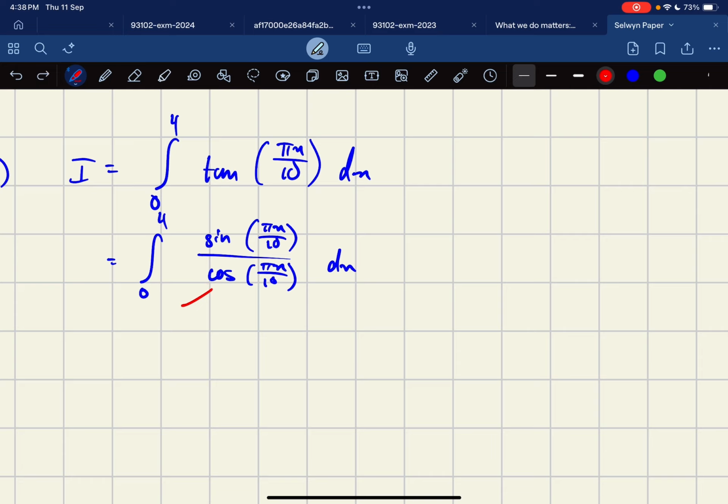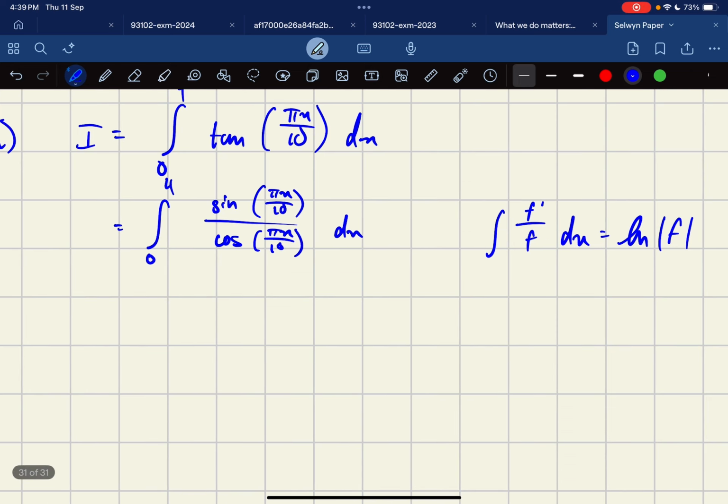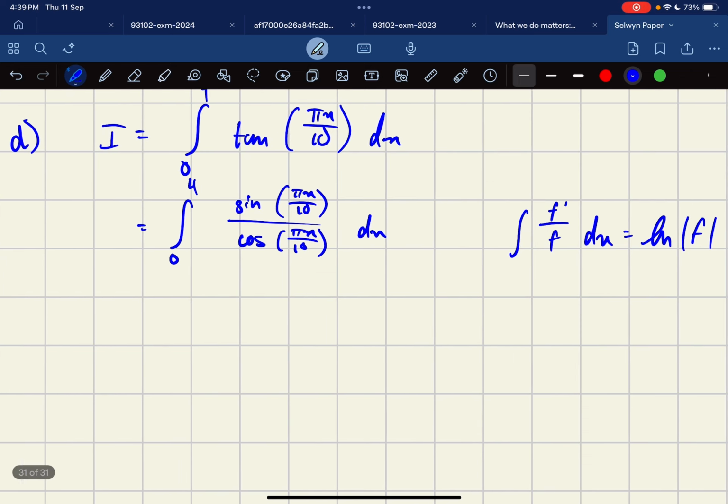So you're going to use the identity that the integral of f prime over f is going to be ln of f. So you use that identity. But bear in mind, you also have to use the reverse chain rule, so you have to divide by the derivative of the inside as well. But we'll see that. So here, we can use a u substitution as well.